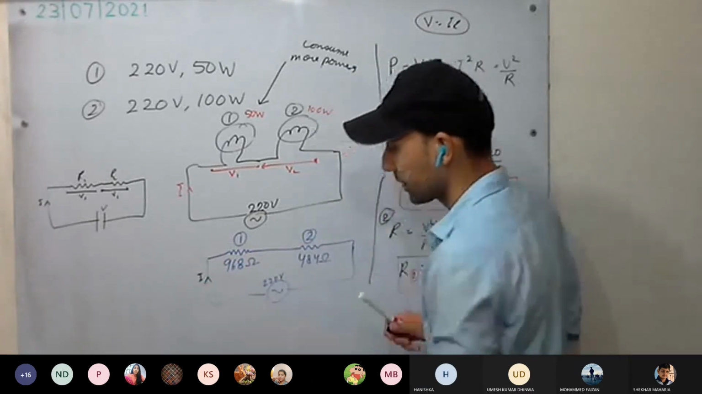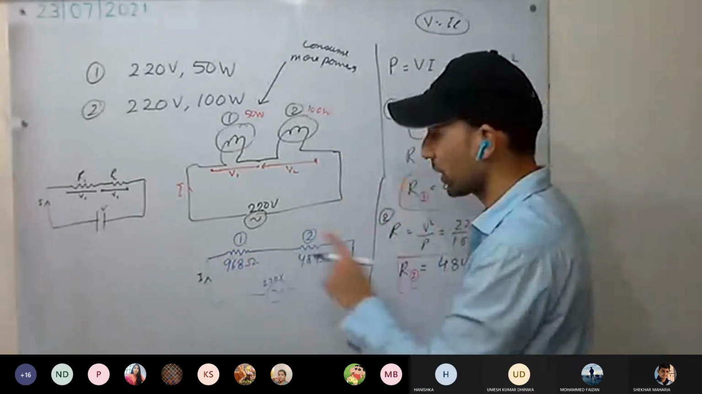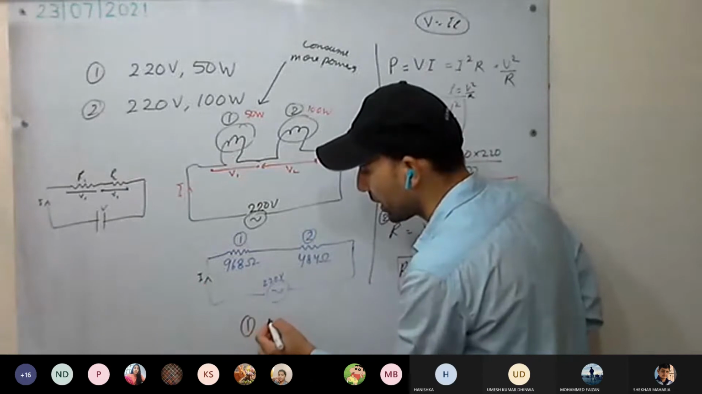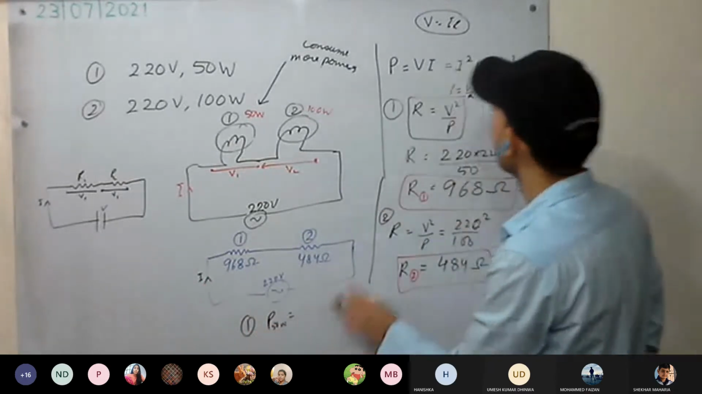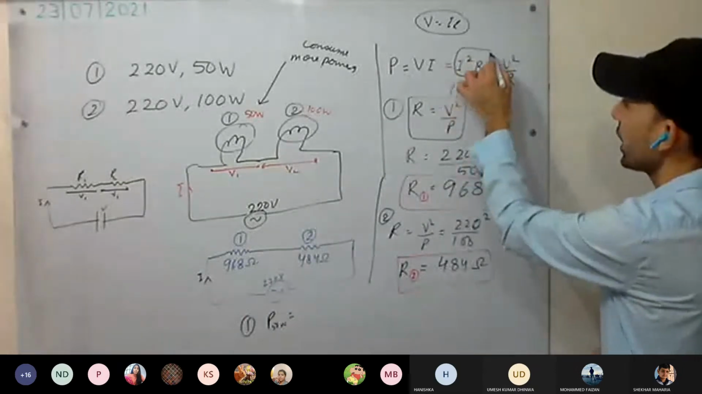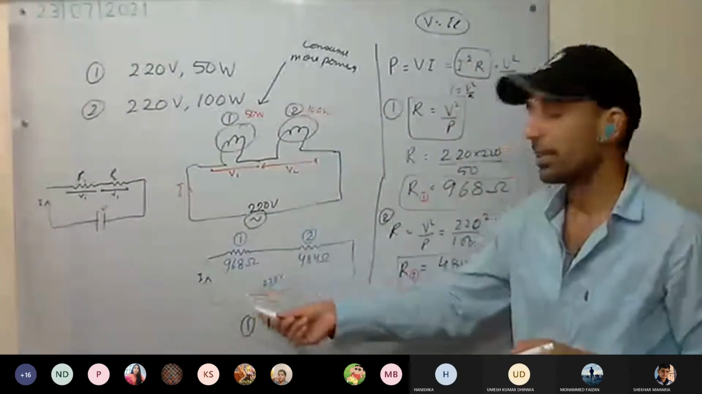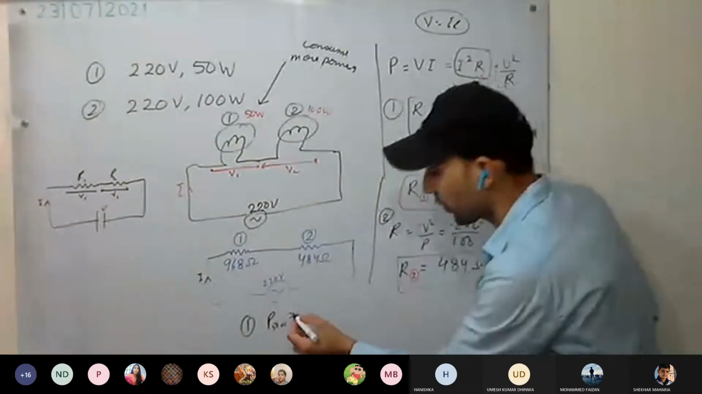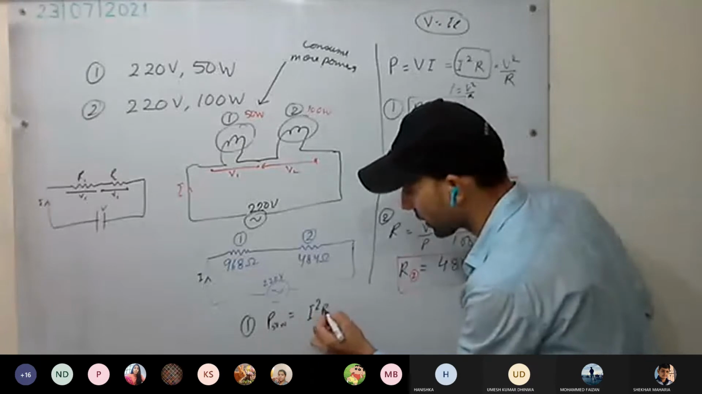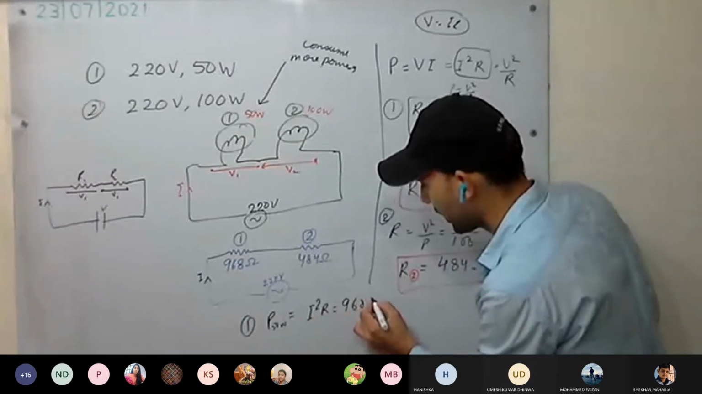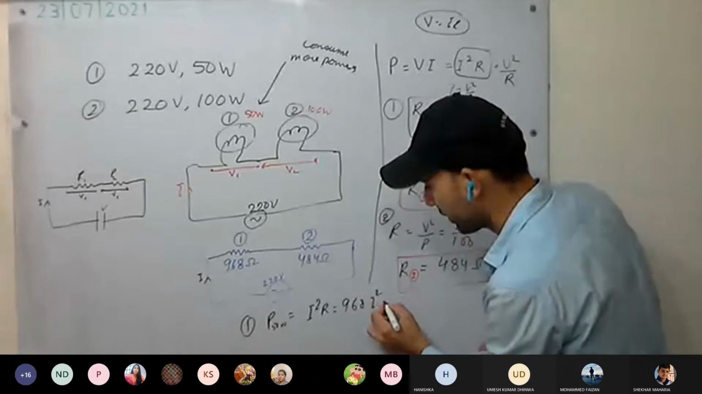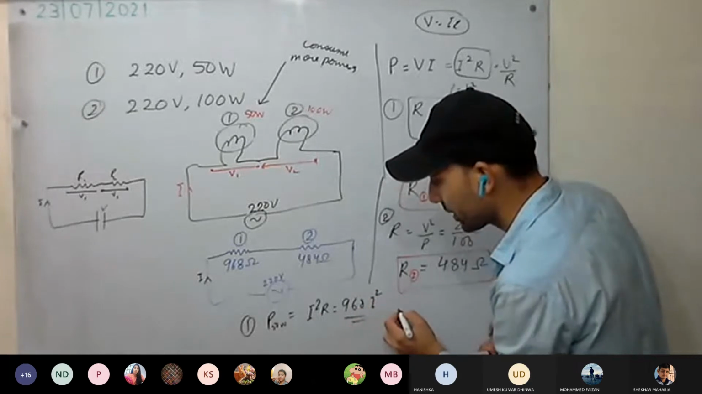Current I is flowing. So the power consumed by the first bulb will be, 50 watt, I square R, because I is the same. For comparison, if I put I square R, it will be 968 into I square. This will be the power.